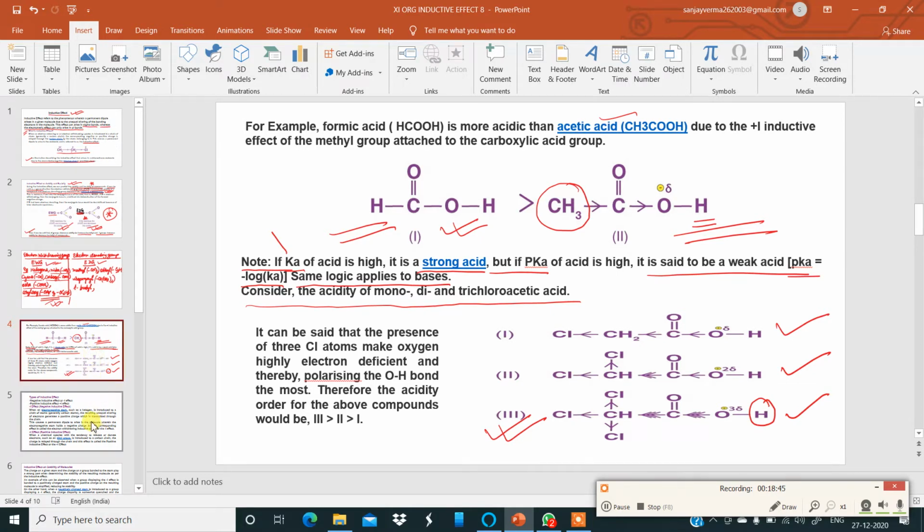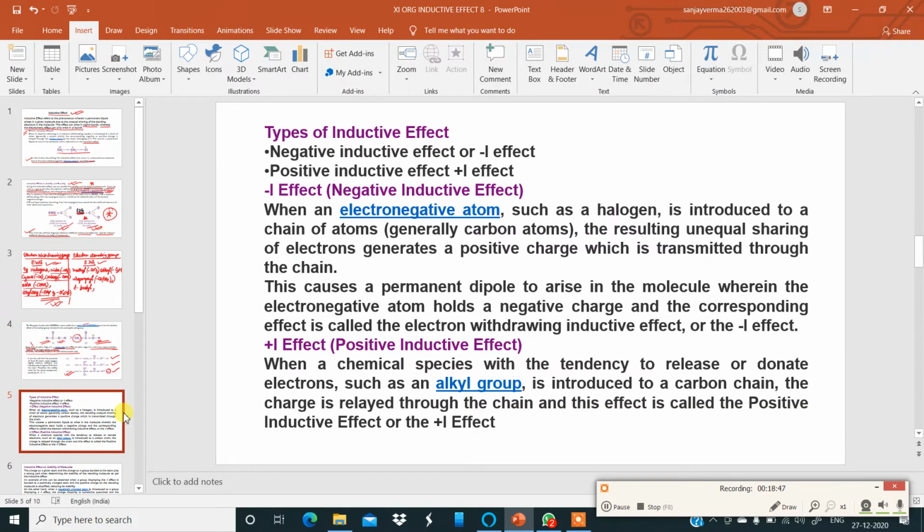Okay. Now, moving to the next slide over here. Let us see, as I have already briefly told you earlier, types of inductive effect. Negative inductive effect or minus I effect. Whenever there are electron donating and electron withdrawing groups, there is possibility of two types of effects, that is either minus I effect or plus I effect. This I stands for inductive effect. Now first, let us discuss quickly minus I effect, negative inductive effect.